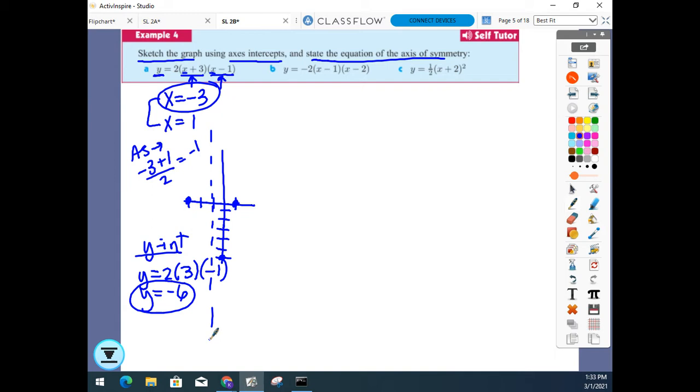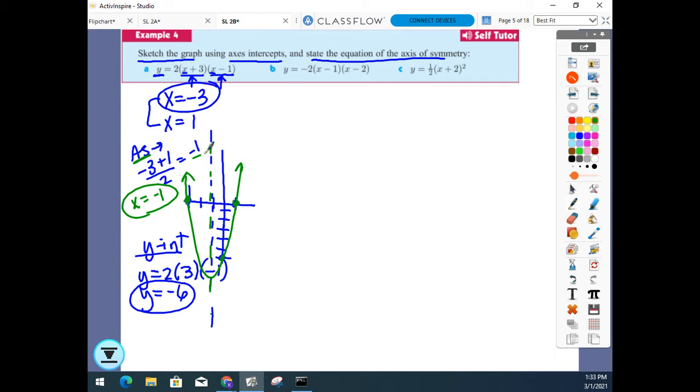Notice this one doesn't ask us to find the vertex. They just want a sketch going through the intercepts where the axis of symmetry goes through the middle. Your axis of symmetry should always be x equals this number.